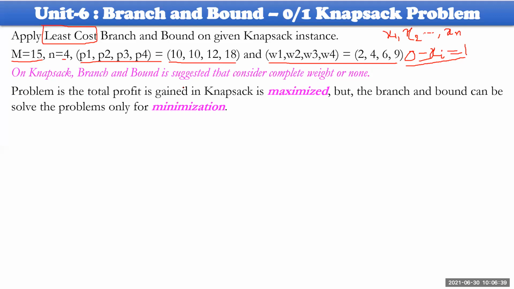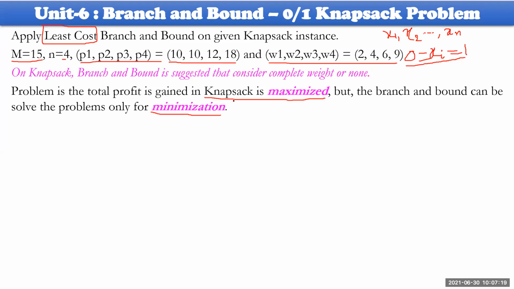Then followed by the second point. Already we have told that branch and bound problems are always only minimization problems. There is no information regarding maximization, only minimization. But as far as the knapsack is concerned, it is a maximization problem. Branch and bound is suggested only for minimization problems, so it cannot handle maximization. But the 0/1 knapsack is always expected to have maximization. Then how could you perform this?